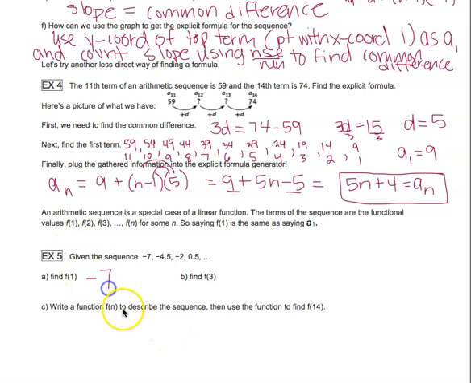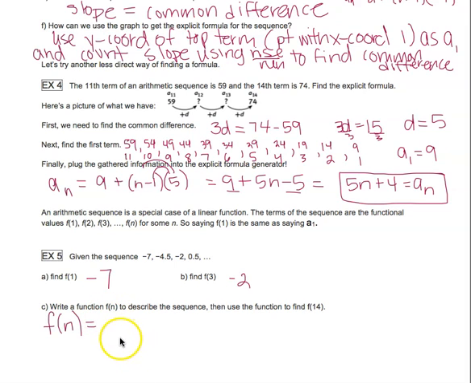Right, hopefully you answered -7. F of 1 is the first term. Now, f of 3, that should mean the third term. So first term, second term, third term should be -2. Now we're going to write a function f of n to describe the sequence and use the function to find f of 14. So we do this the exact same way that we have in all of these examples. It's just that now we're writing it with f of n instead of a sub n. So we're still going to use the same idea.